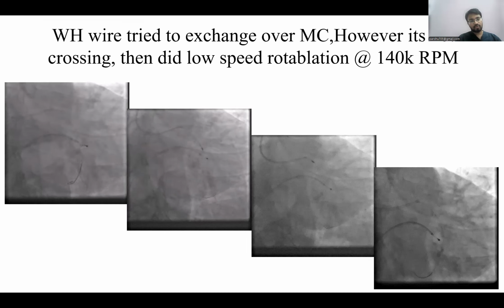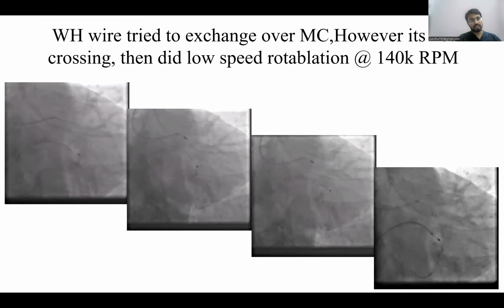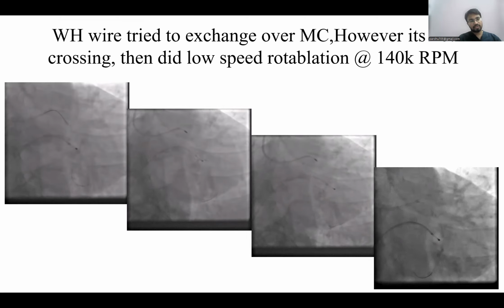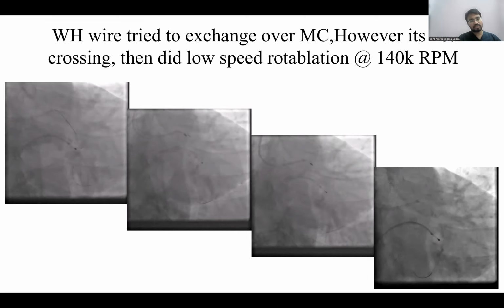So what we want to do here is, we have done the rotablation with 160 RPM. However, we just want to increase the luminal gain. So for that we have to do low speed rotablation, that is 140 RPM. Usually the recommended speed for rotablation is more than 140 RPM to 190 RPM only.